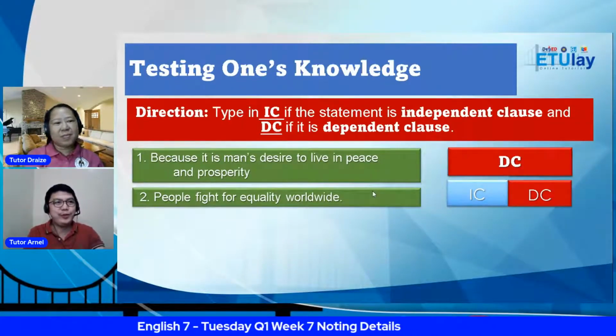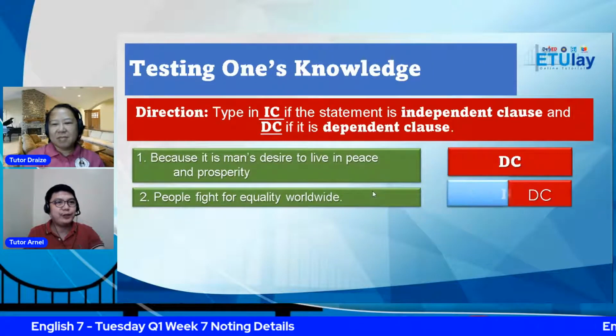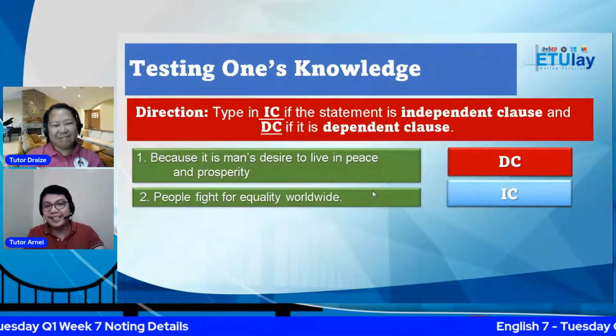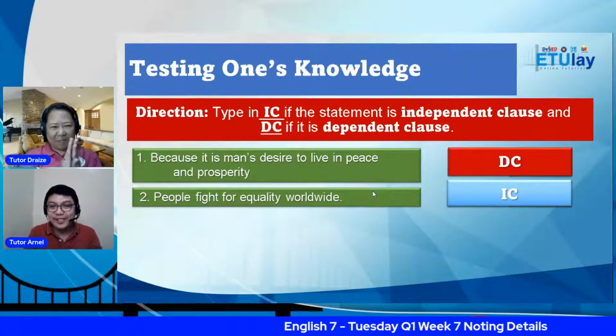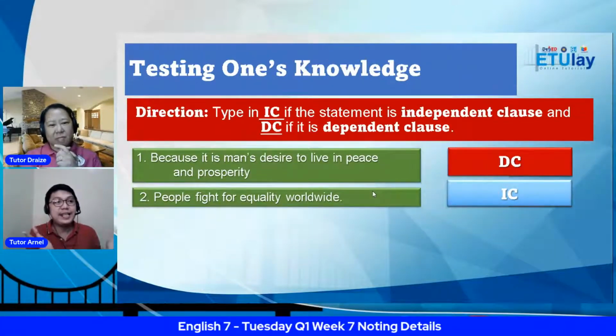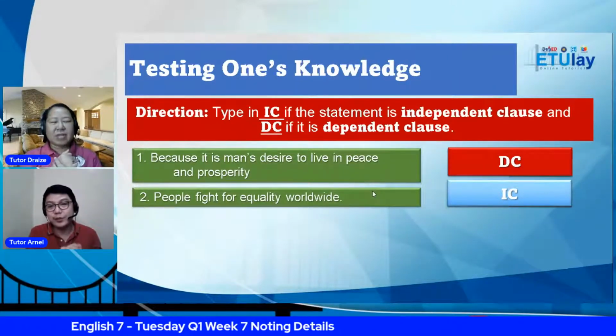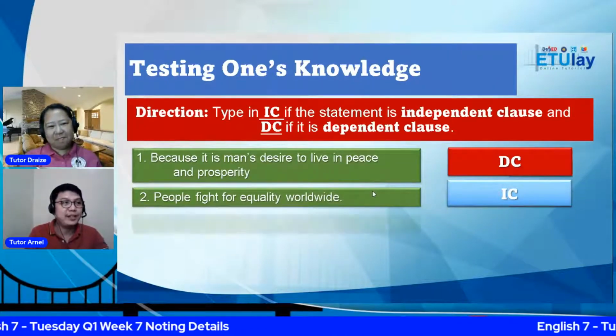All right, for number two, let's check it out. The correct answer for number two is IC. It's an independent clause. Why is it an independent clause, class? Because this is an example of a complete sentence, or yeah, it expresses a complete thought.